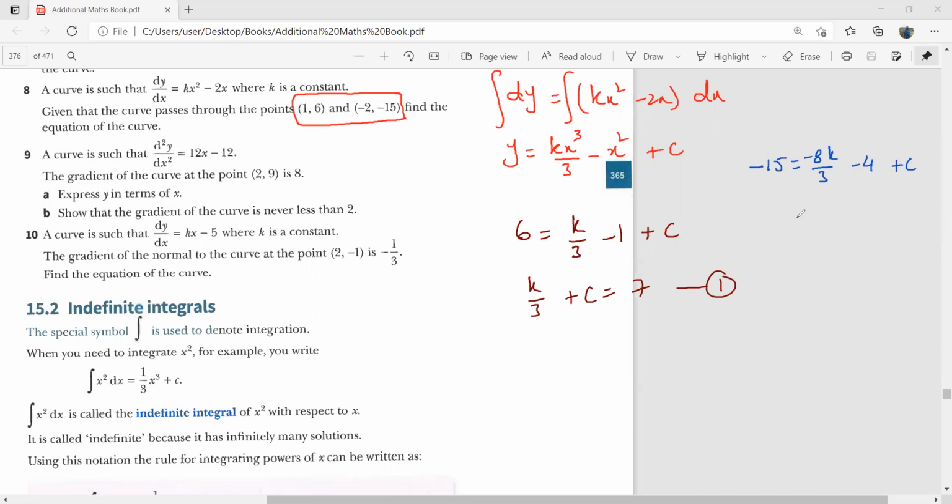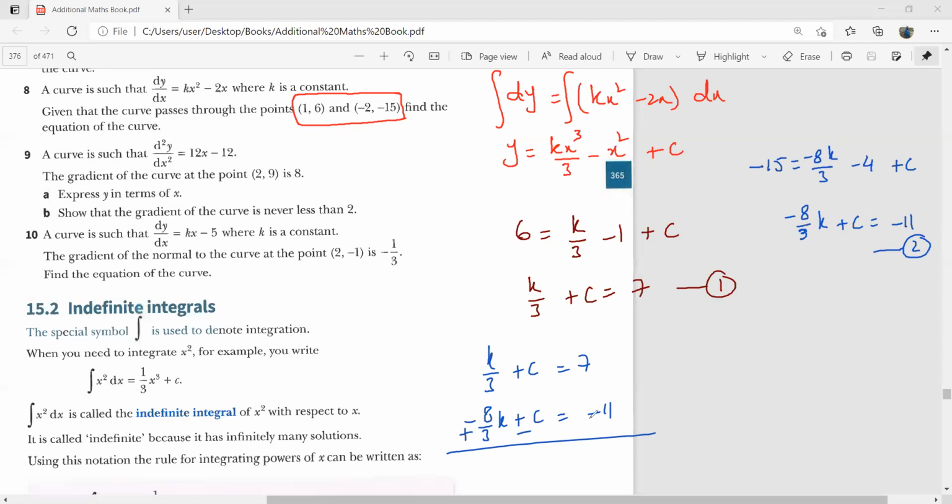So we have minus 8 over 3k plus c, that is going to be minus 11. So that is my second equation. Okay, and you see that if I subtract these two equations, this is k over 3 plus c equal to 7. This is minus 8 over 3k plus c equal to minus 11.